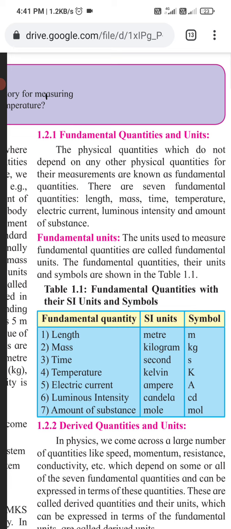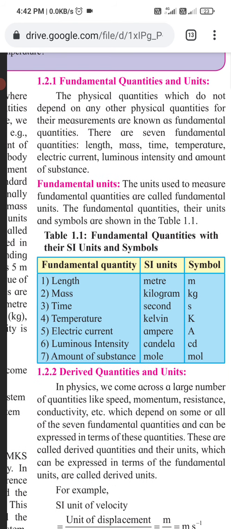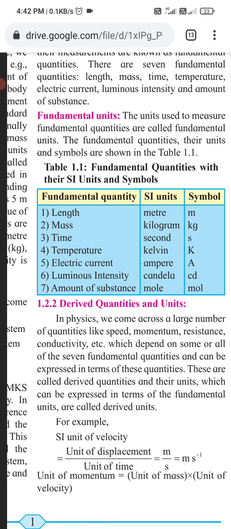The second type is derived quantity. The physical quantity which depends on other physical quantities for its measurement is called a derived quantity, and the units used to measure derived quantities are called derived units. For example, the SI unit of velocity.